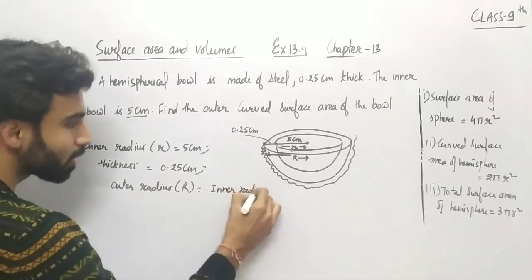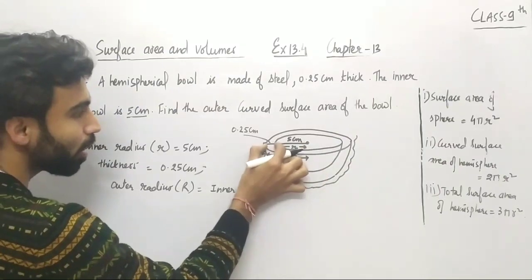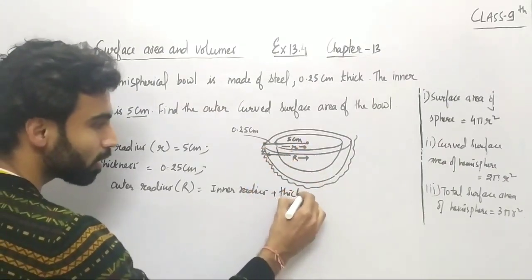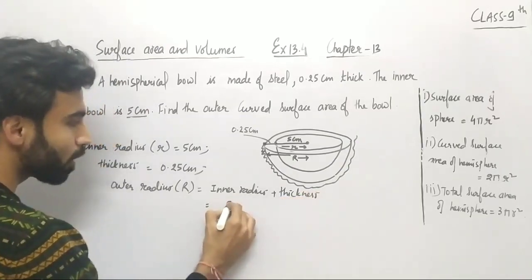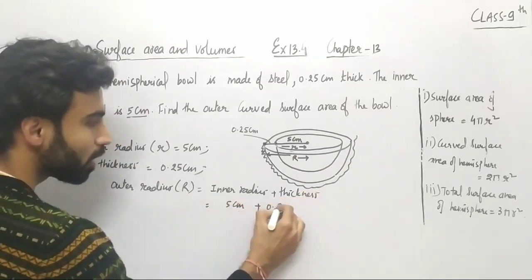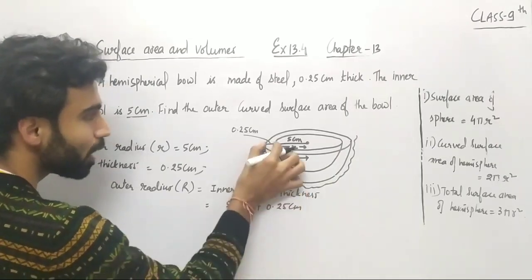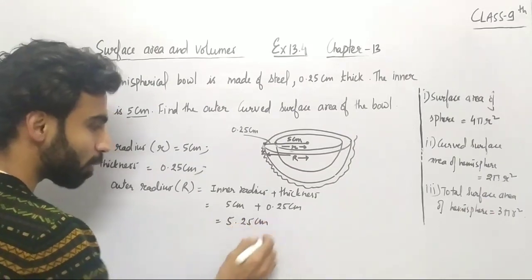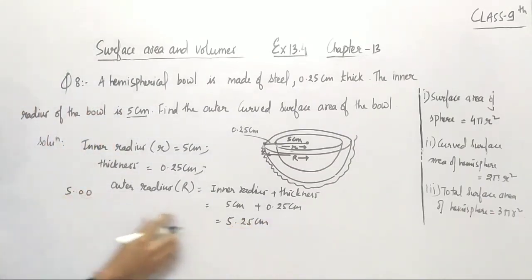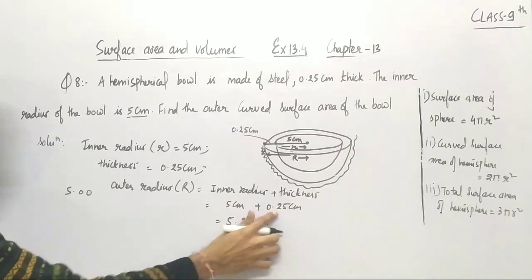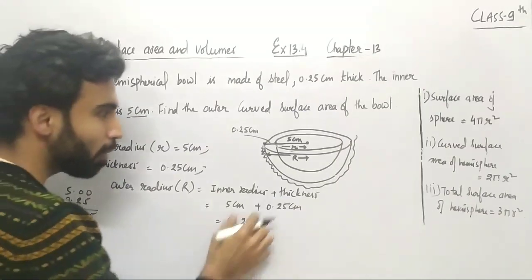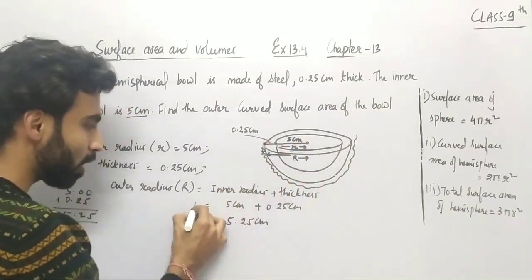So अगर मैं inner radius के अंदर आप देख सकते हैं thickness को ऐड कर दूं, so that will be the outer radius, right? So inner radius plus thickness, so that will be, you can see 5 centimeter plus thickness is 0.25 centimeter, right? So 5 plus 0.25, that will be 5.25 centimeter, right? अगर आपको confusion है, so you can see 5 के आगे कुछ नहीं है तो 0.00, then 0.25 इसमें add करूंगा, so that will be simply 5.25, right? So this will be the outer radius, which is capital R, right?